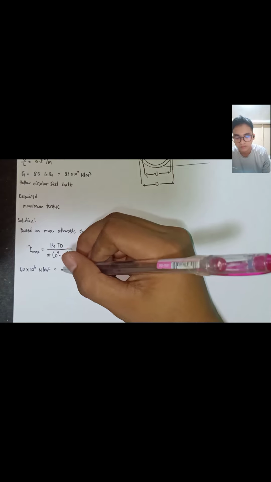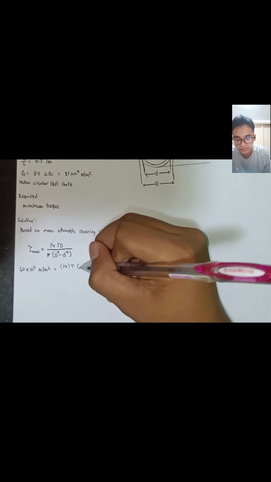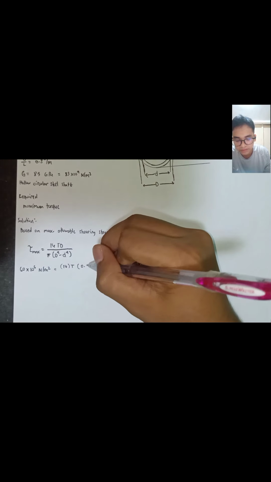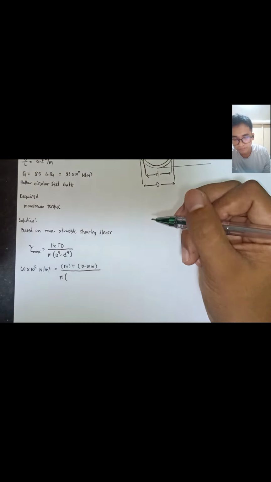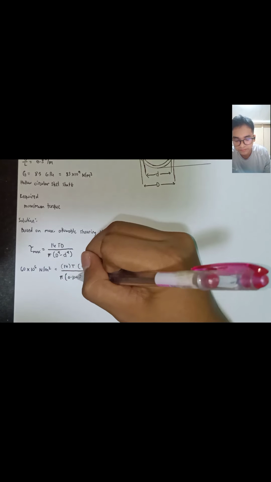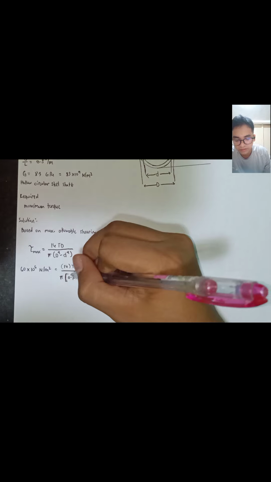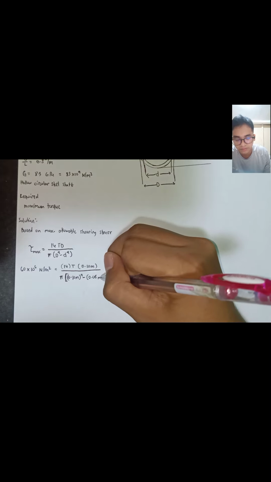So, yung maximum shearing stress is 60 times 10 raised to 6 Newton over meter squared equals 16 times T times 0.10 meters over pi times 0.10 meter raised to 4, tapos inside diameter natin is 0.08 meter raised to 4.